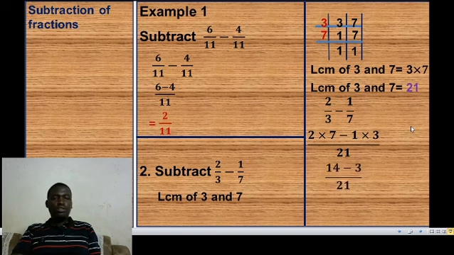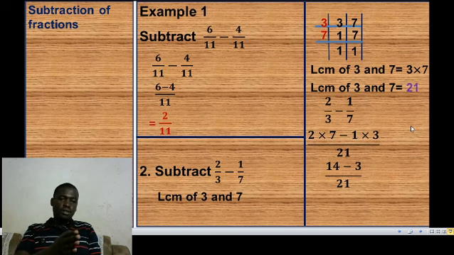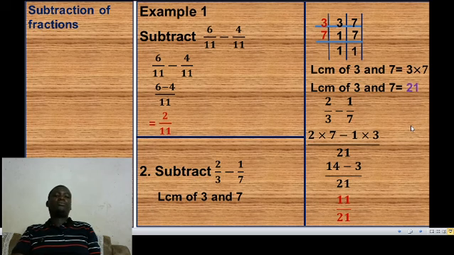So what do we get there? 2 times 7 is 14, minus 1 times 3. So what is our final answer? 14 minus 3, we get 11 out of 21. That is our answer. When you look at number 1 and number 2, there is a big difference. In the other one, the common denominators were the same, 11 and 11. This one was 3 and 7. So you will notice that we are supposed to get the lowest common multiple of the denominators.